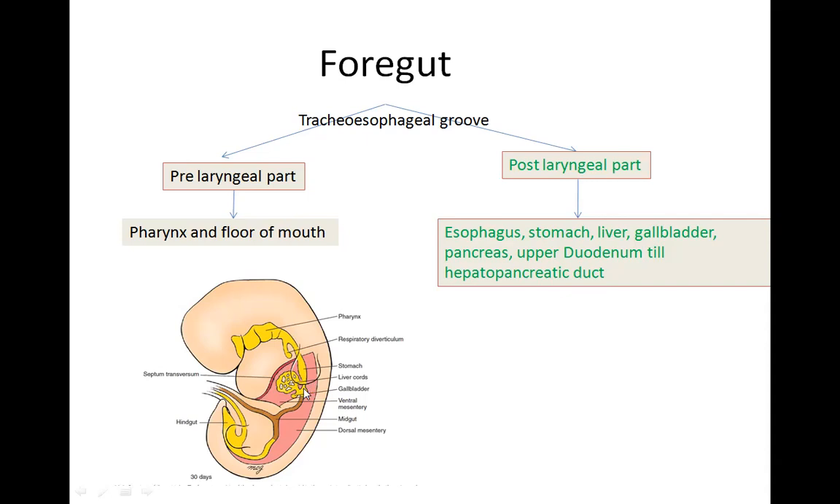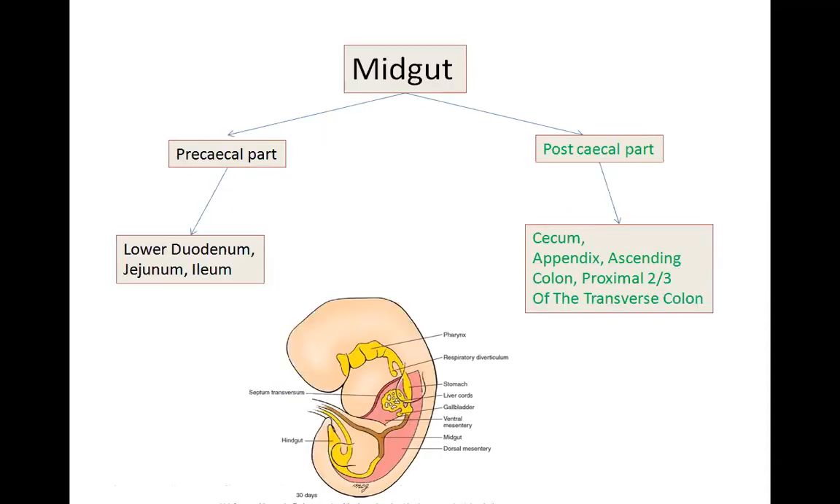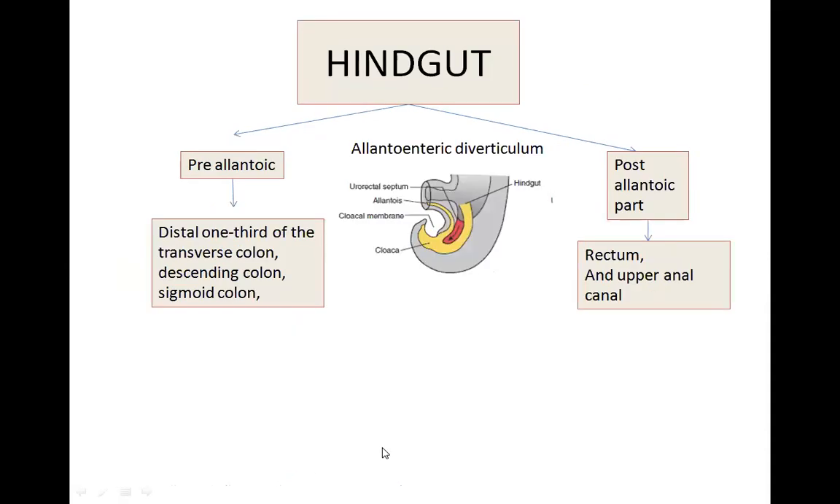Then comes the midgut. It again gets divided by a cecal bud into a pre-cecal part and a post-cecal part. The pre-cecal part will be giving rise to the lower part of the duodenum, jejunum and ileum, whereas the post-cecal part will give rise to cecum, appendix, ascending colon, and the proximal two-third of the transverse colon.